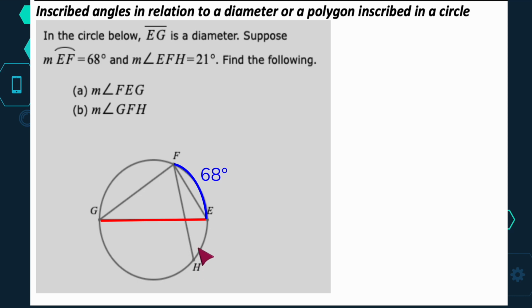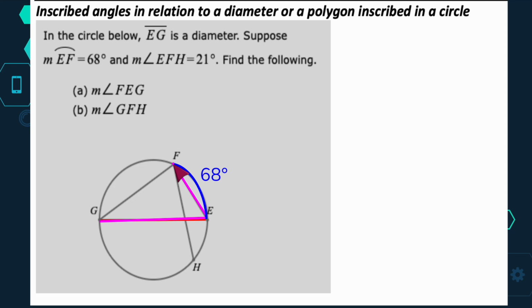Too much given information on the diagram can be a little overwhelming. So sometimes it's nice to have more than one copy of it, or be able to erase a little bit there until you're ready to use it. So this is the angle that we're actually looking for, FEG. I did have that red highlighted because that's a diameter. That's going to help us in this problem, and so is this arc.